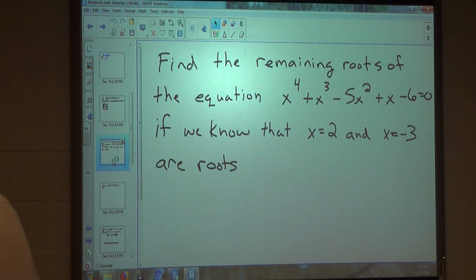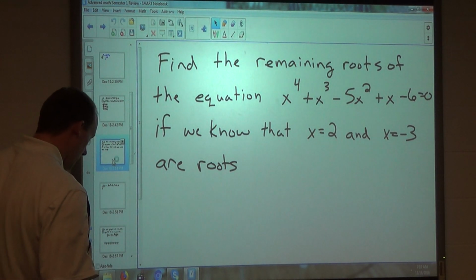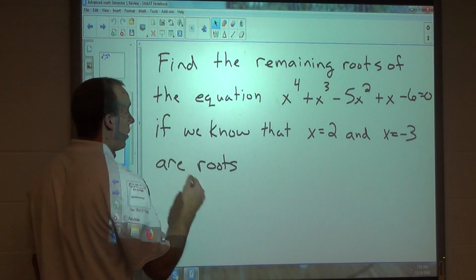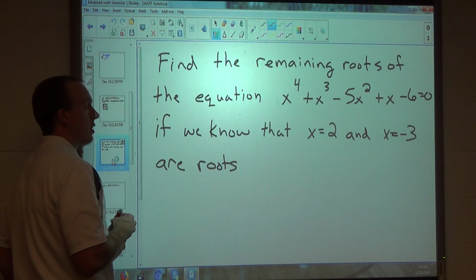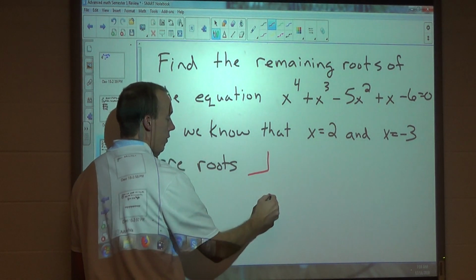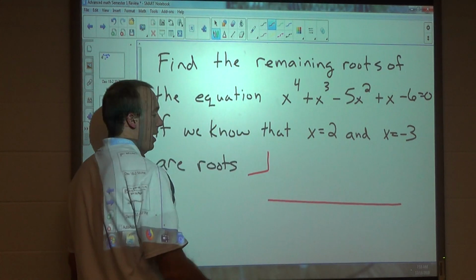Alright, so here's where we left off yesterday. We may have finished this one in one class, the other class was just at the tail end of it. So I'll review this one and then we'll keep rolling. It says find the remaining roots of the equation. So if this remaining roots, I want to find the leftovers using synthetic division.